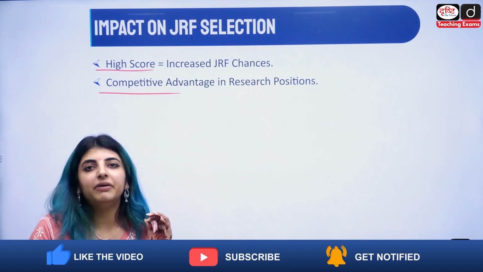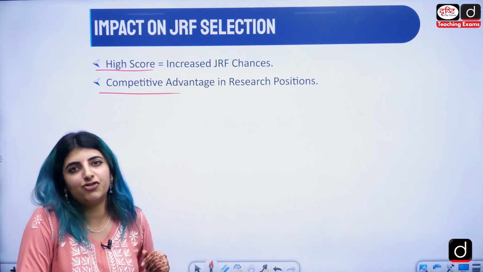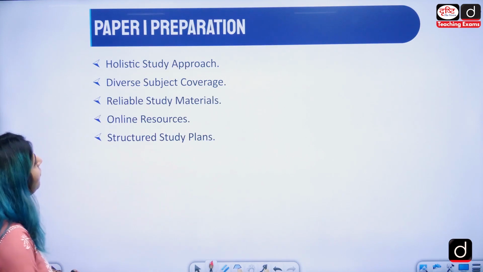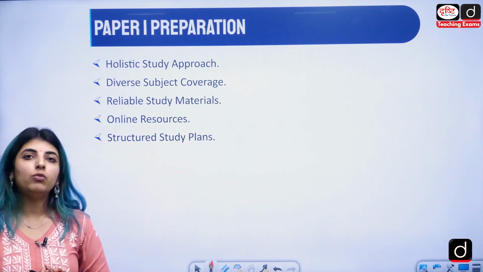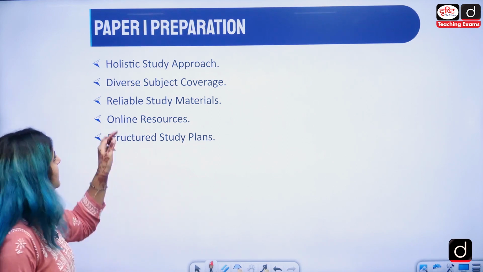Only then would you be considered, only then will you be able to qualify for the JRF examination. Moving forward, paper 1 ki preparation mein what should be your strategy? I have tried to incorporate several pointers here.